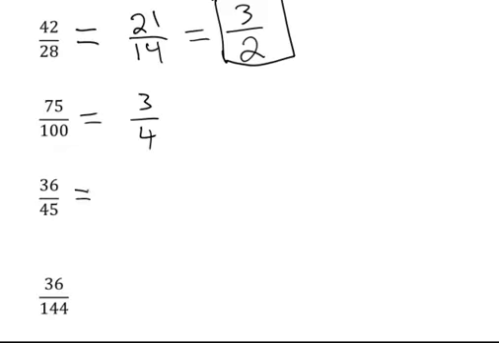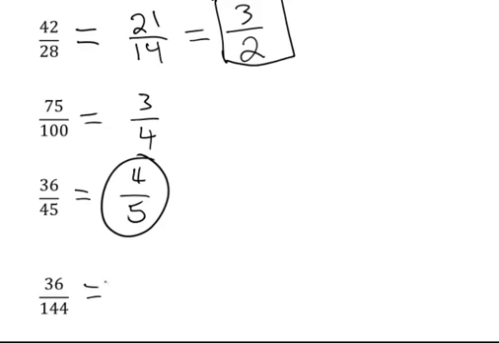36 over 45. Again, go back to your table and take a look at it. Is there a number where, in the same column, you see 36 and 45? If you take a look at the 9s, you'll notice that 9 goes into 36 4 times, and 9 goes into 45 5 times.